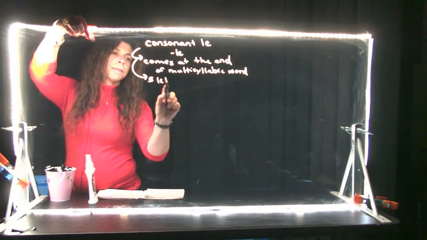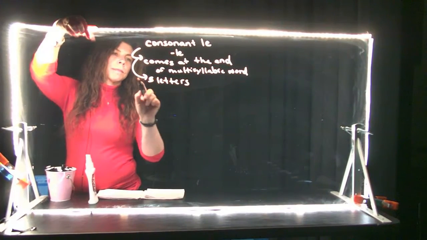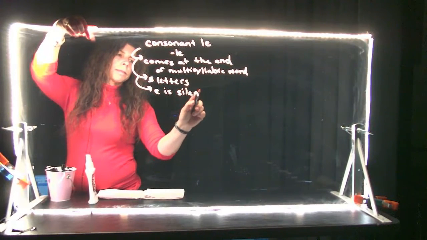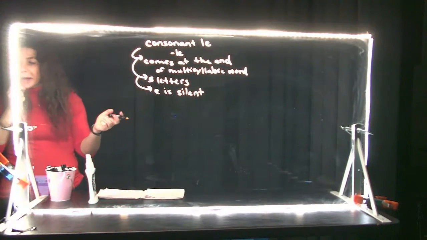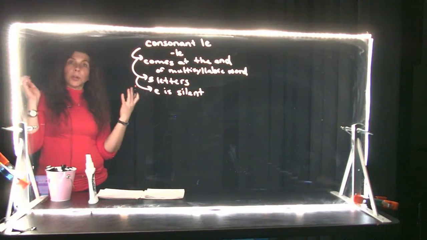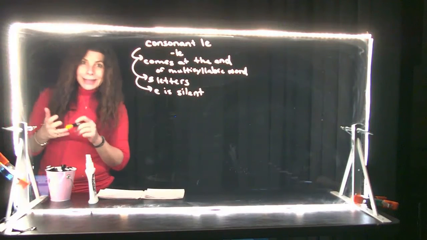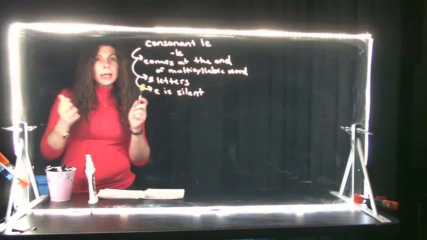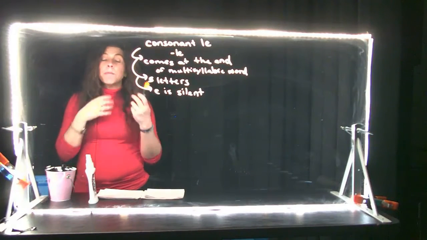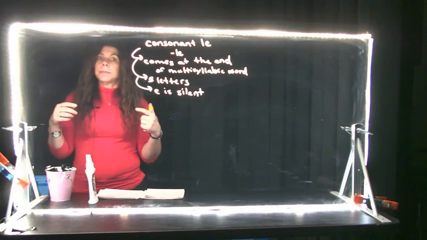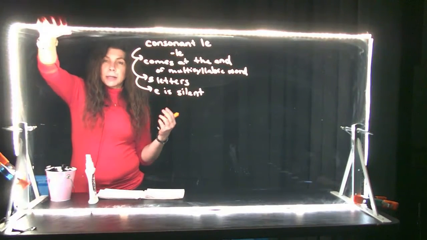Three letters. E is... okay. So that is the crux of a consonant LE. We learned that it can be a BLE, a ZLE, an FLE, a TLE, a DLE, many consonant LE. Now, some things about a consonant LE.